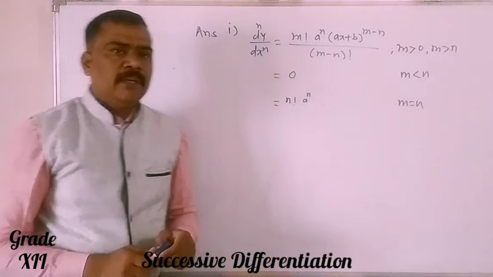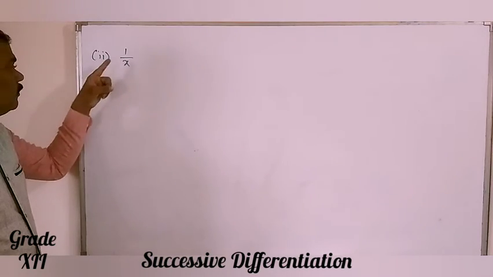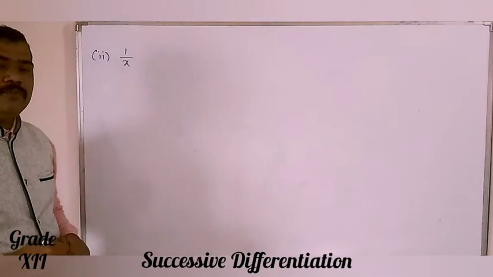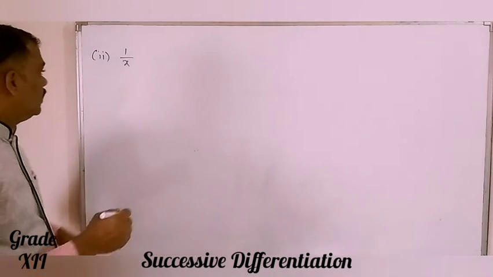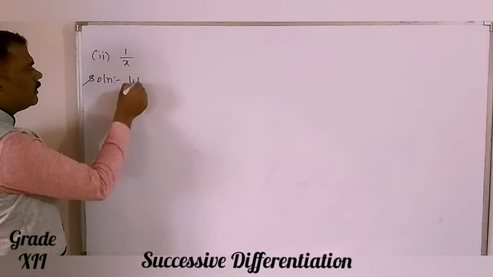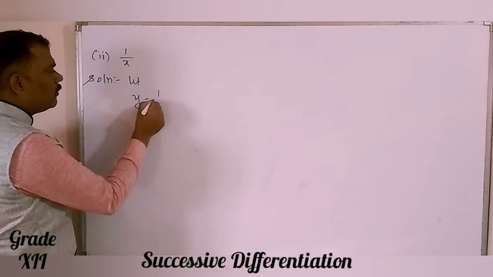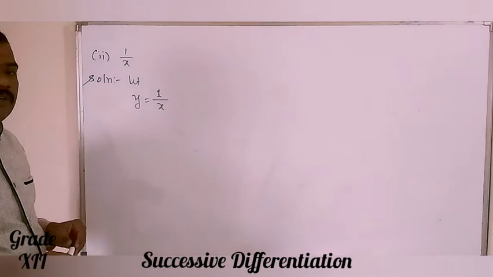What is example number 2? See here. Example number 2 is 1 upon x. We have to find the nth order derivative of this given function, 1 upon x. We can start the solution. Let y is equal to 1 upon x.